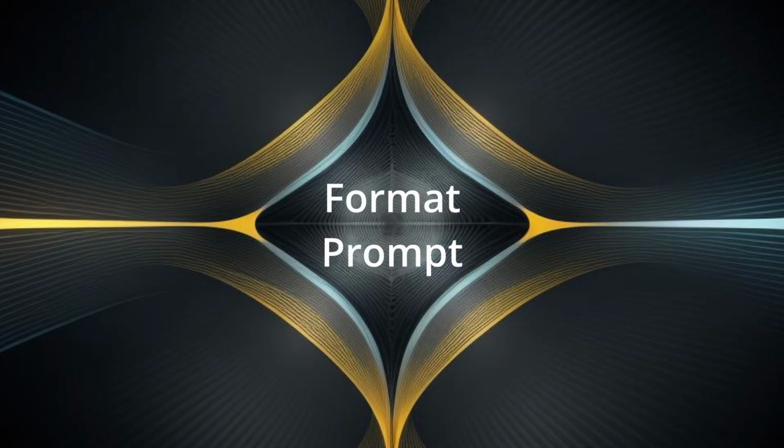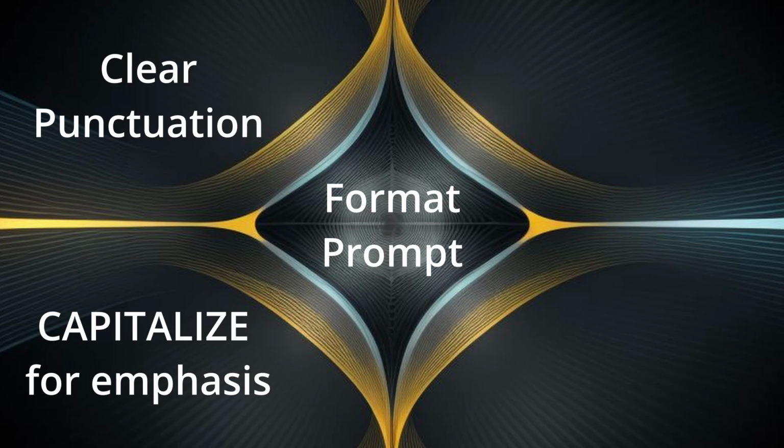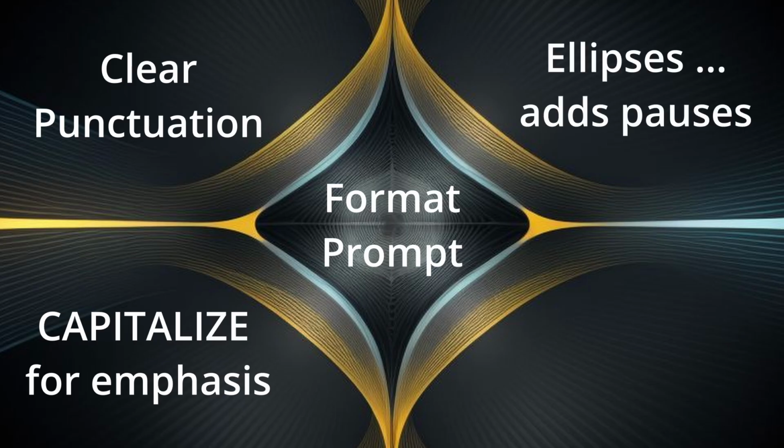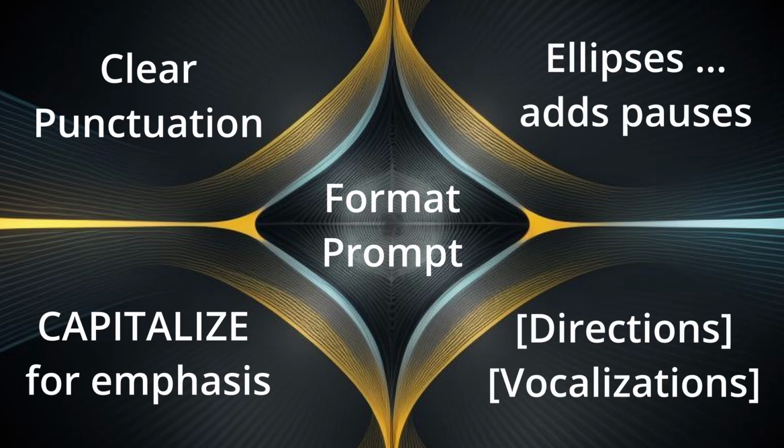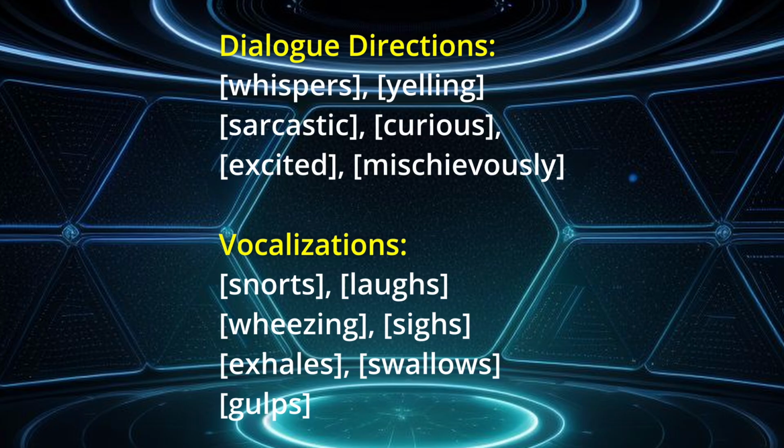Properly format your prompt with standard punctuation for natural speech rhythm. Capitalization increases emphasis. Ellipses add pauses. You can now use square brackets for dialogue directions and vocalizations. Besides these examples, we found other directions and vocalizations will work.